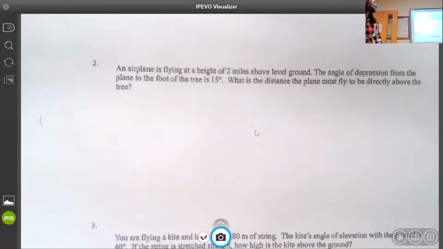That video, but really it's about drawing a picture, and then we're still using our SOHCAHTOA to solve for a missing piece. So angle of elevation and depression goes from your horizontal line of sight. If it's an angle of elevation, I'm looking up from a horizontal line of sight. If it's an angle of depression, I'm looking down from a horizontal. So on number 2, we have an angle of depression because we have this airplane.